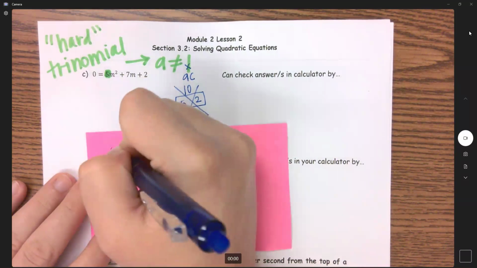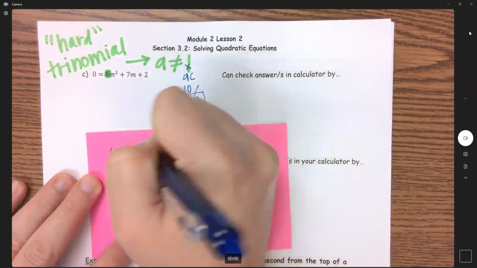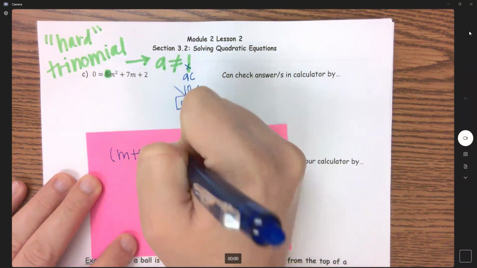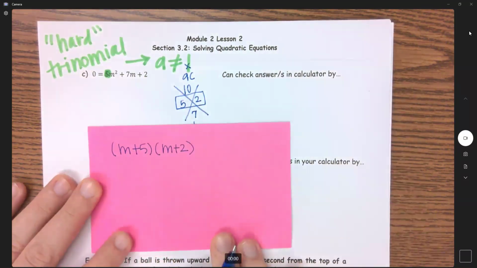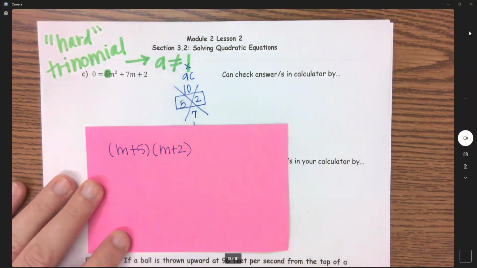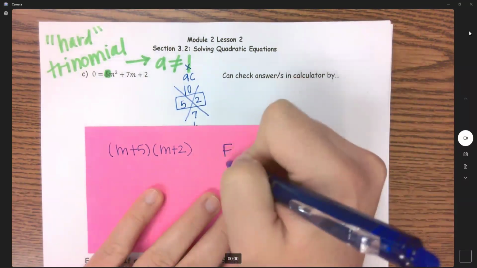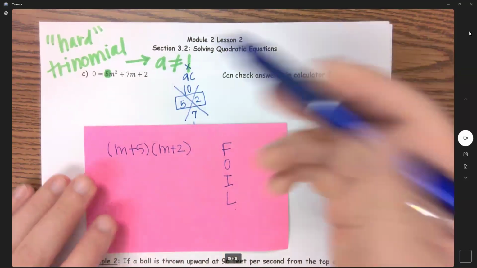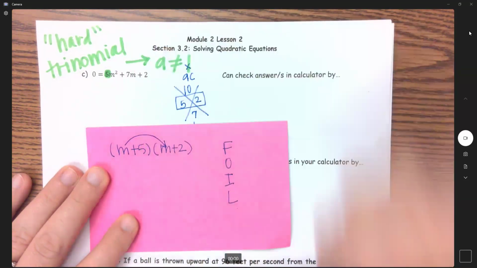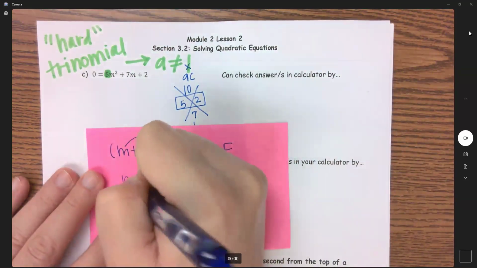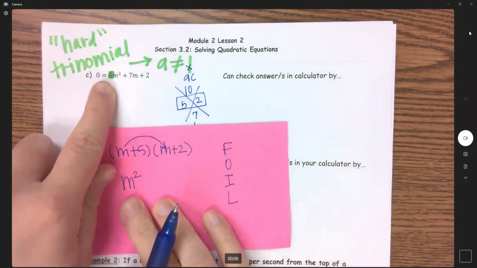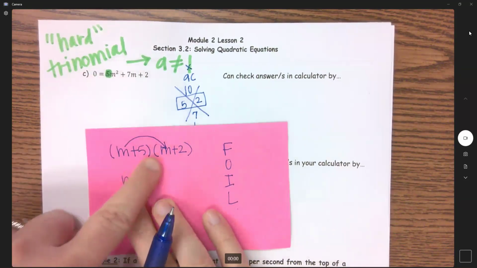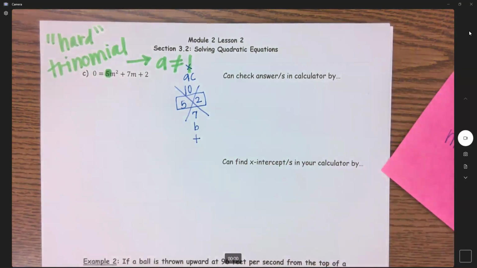Now, before, when I had easy trinomials, we would say it factored to these two numbers here. So we would say this would factor to m plus 5 times m plus 2. I cannot say that for this one because right off the bat, when I use my FOIL method, which is first, outer, inner, last, my first terms right here are m and m. And m times m gives me m squared, but I need this to multiply to a 5m squared. So I cannot just say it factors to m plus 5 and m plus 2. So what we have to do is rewrite the middle term.